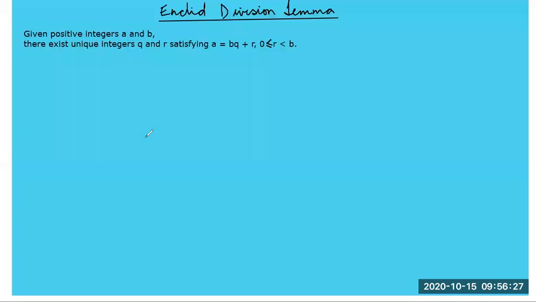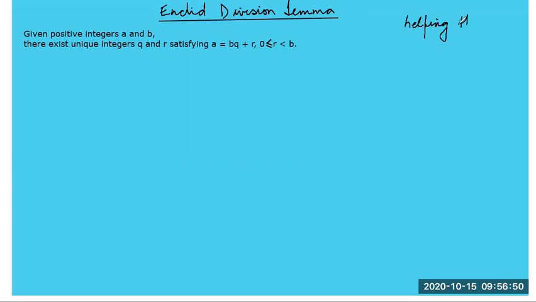Yes, students. Today we will discuss what is Euclid's division lemma. Euclid was the name of a mathematician. It's used for division and to find HCF. A lemma is, you can say, a kind of helping theorem.